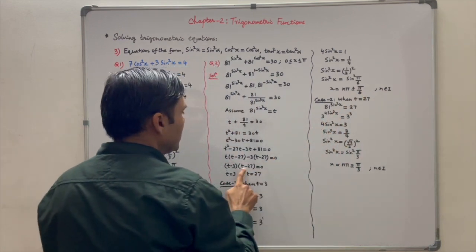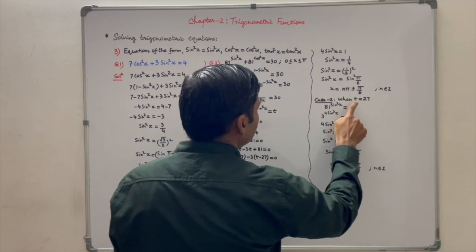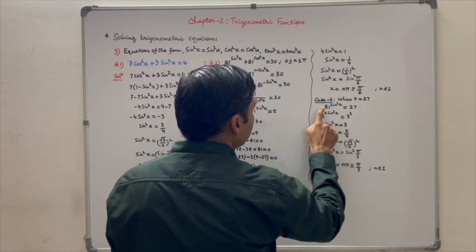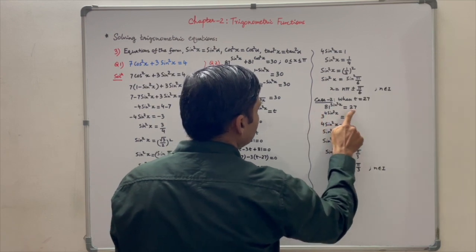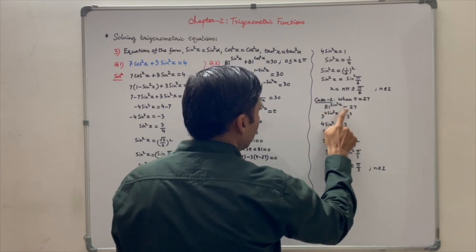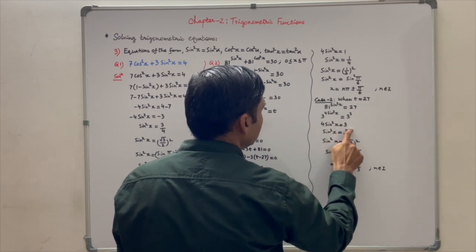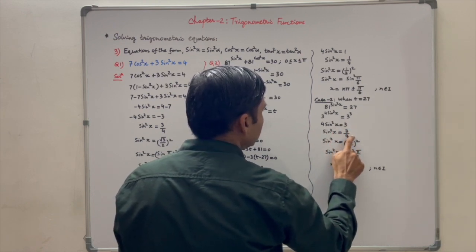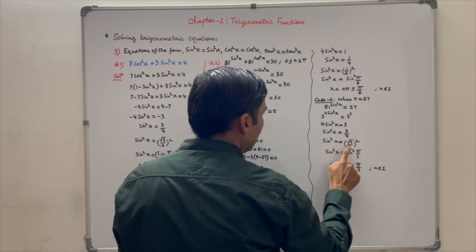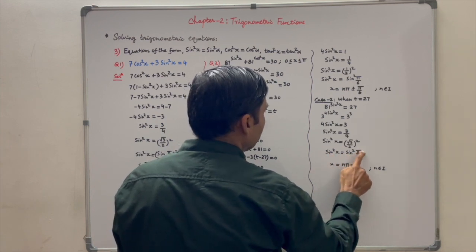Second case, when t - 27 = 0 or t = 27. So 81^(sin² x) = 27. Write 81 as 3⁴ and 27 as 3³. So bases are same, so you can compare powers. 4 sin² x = 3, or sin² x = 3/4. 3/4 can be written as (√3/2)². √3/2 is the value of sin 60 degrees. So sin² x = sin²(π/3).